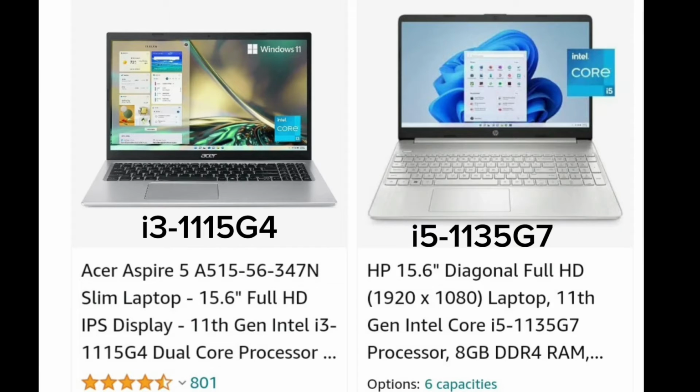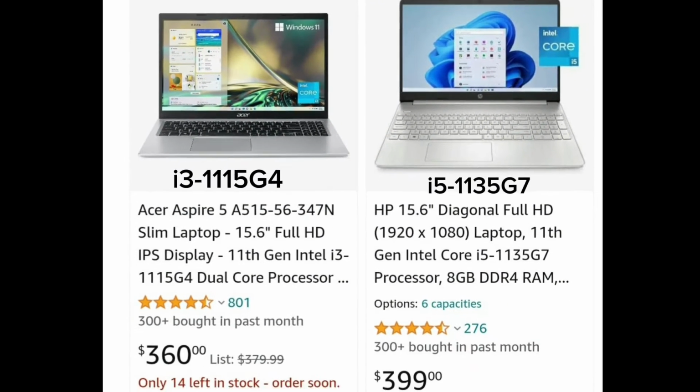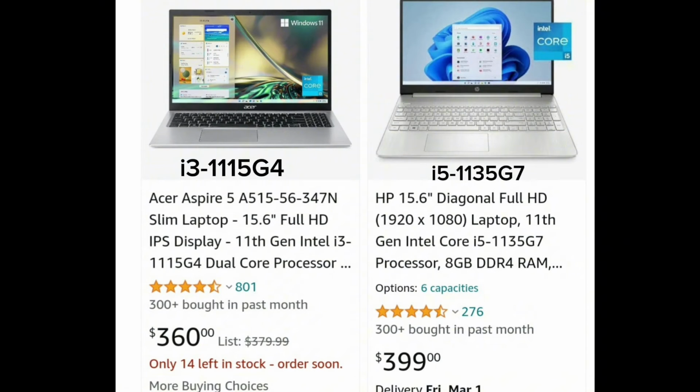All right, so with that in mind, let's take a look at these two laptops. Which is a better laptop? Is it the i3 or the i5 laptop? If you say the i5 laptop, then you're correct. So you can see that it is more expensive than the i3 laptop.